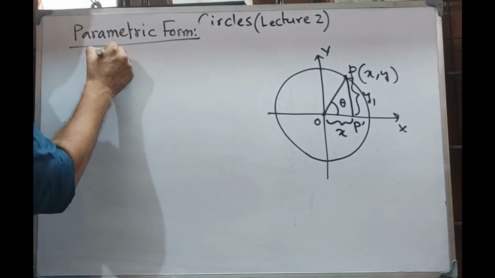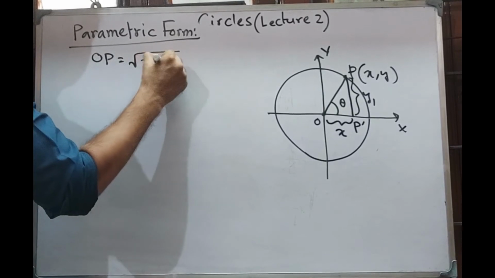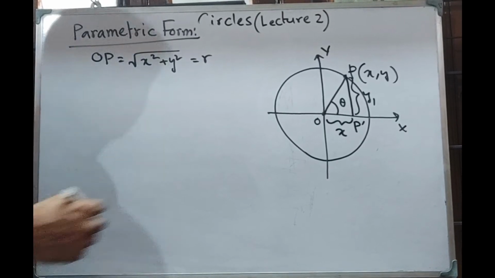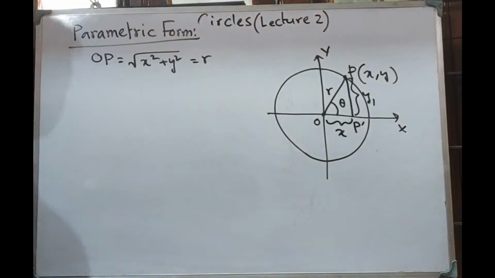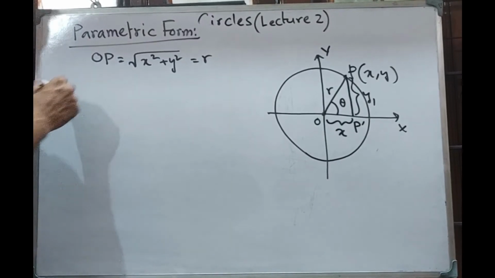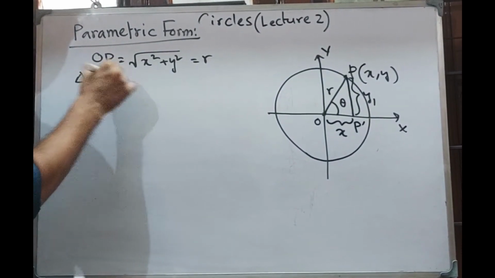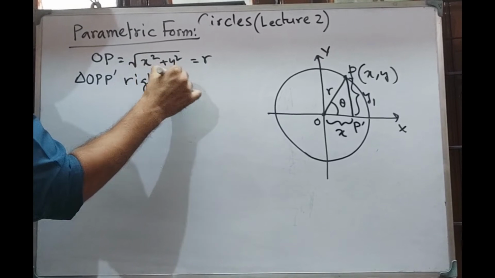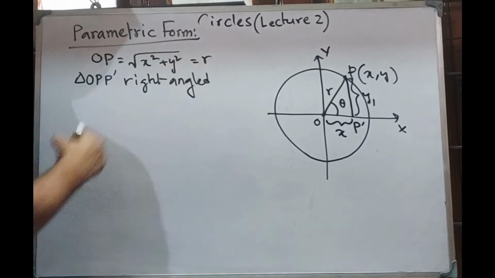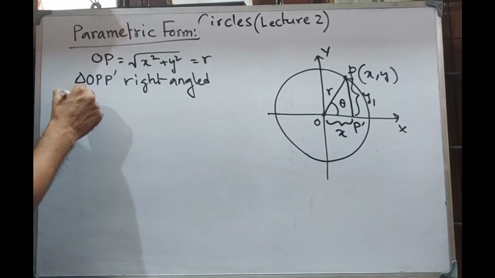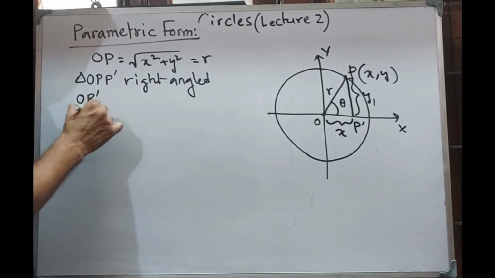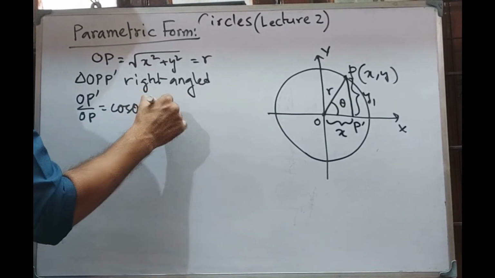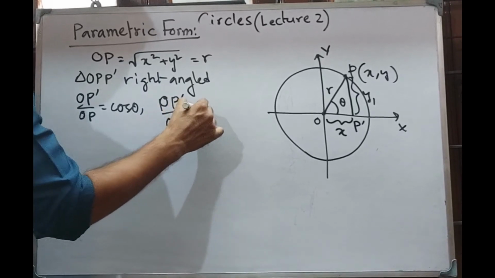And obviously, this length OP will be root over of x square plus y square, that is the radius of this. So we are taking this radius as r here. So what we can see from here is that the triangle OPP dash is a right angle triangle. This is the right angle. So that means we can say that OP dash by OP is cos theta, and PP dash by OP is sin theta.